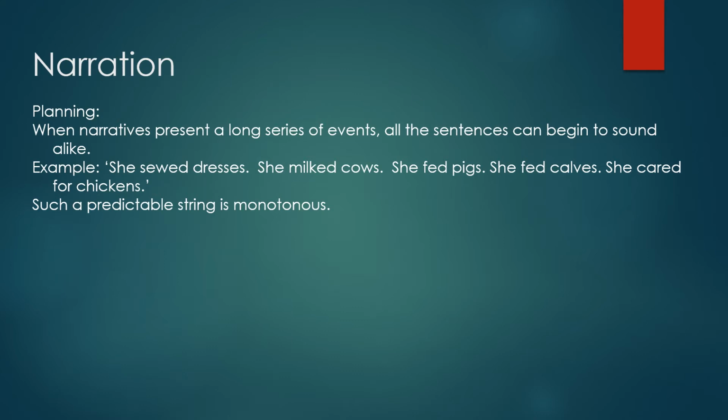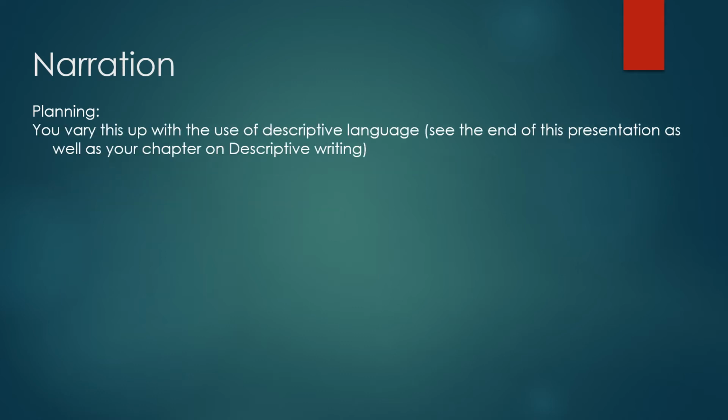When narratives present a long series of events, the sentences can begin to sound alike. It's a good rule of thumb that you don't want your body paragraphs to all start with the same sentence. You don't want to repeat the same word over and over again. For example, she sewed dresses, she milked cows, she fed pigs, she fed calves, she cared for chickens. I don't care. It's predictable, it's monotonous, it's so dull. You want to vary up your sentence structure, and this is generally a good rule to follow, but it becomes a deep, deep trap to fall into with narration. So you can vary this up with your use of descriptive language, as well as what we've done so far with descriptive writing.